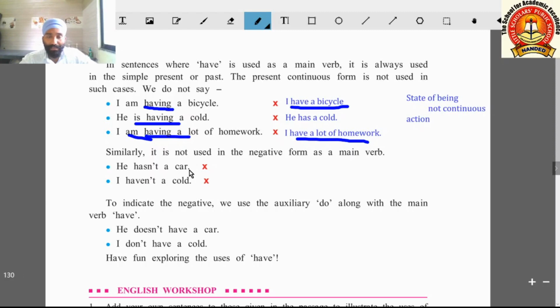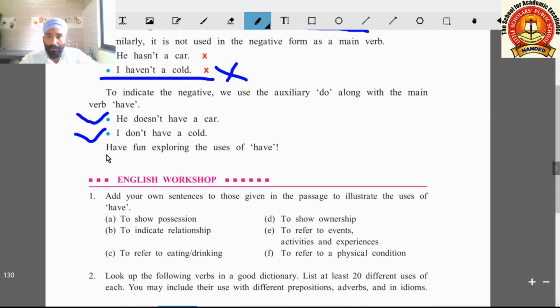He hasn't a car is a wrong sentence. What is the correct sentence? He doesn't have a car. If you want to say that you don't possess something, or if you want to use the main verb have in negative or interrogative form, you have to use do, does or did accordingly, according to the tenses. He doesn't have a car. I haven't a cold is a wrong sentence. And what is the correct sentence? I don't have a cold. Have fun exploring the uses of have.